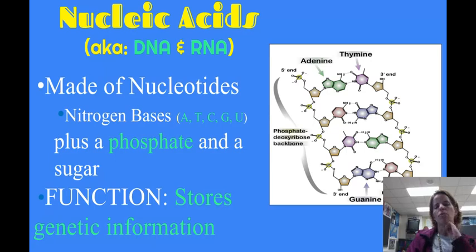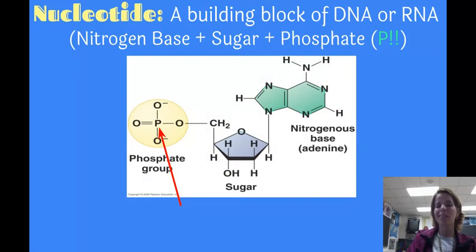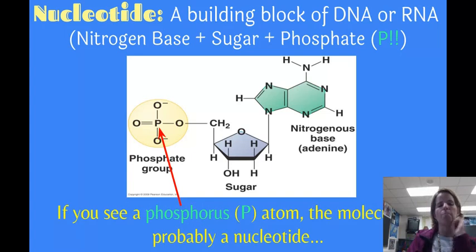And so just a real quick reminder on what a nucleotide is. A nucleotide is what DNA is built out of. So it's a nitrogen base, A, T, C, or G, a sugar, deoxyribose or ribose, and a phosphate all put together. If you see, when we're identifying molecules like on a packet or something, if you see a phosphorus atom, the molecule is probably a nucleotide. You're probably looking at part of a DNA molecule or a building block of DNA.